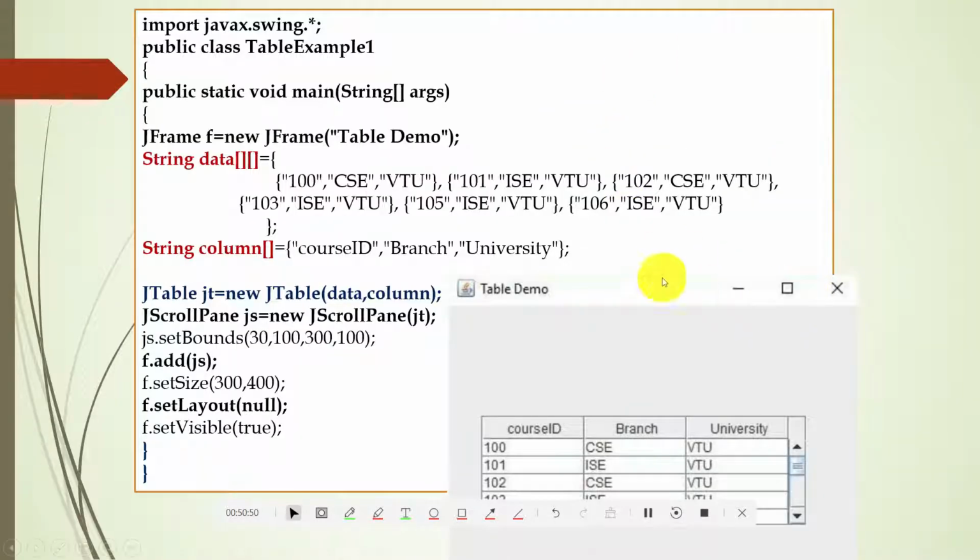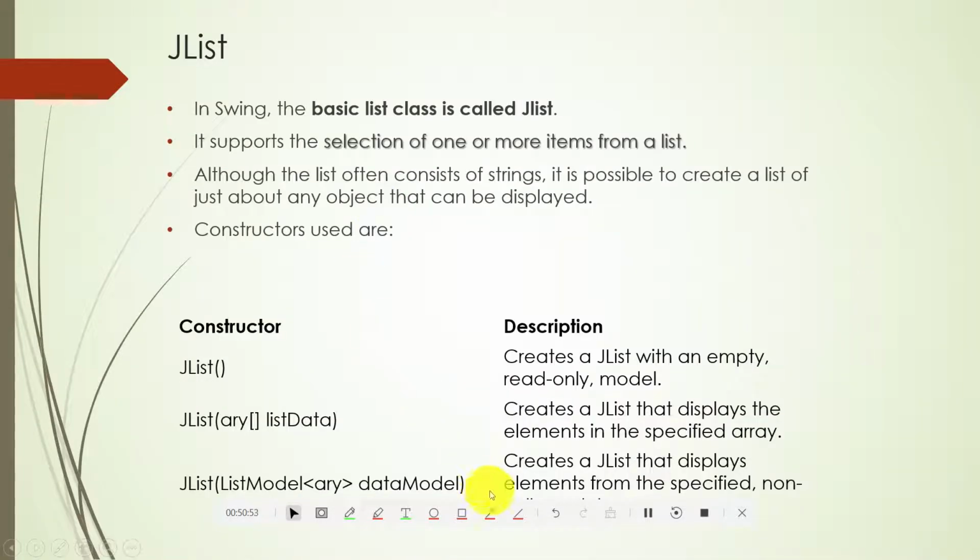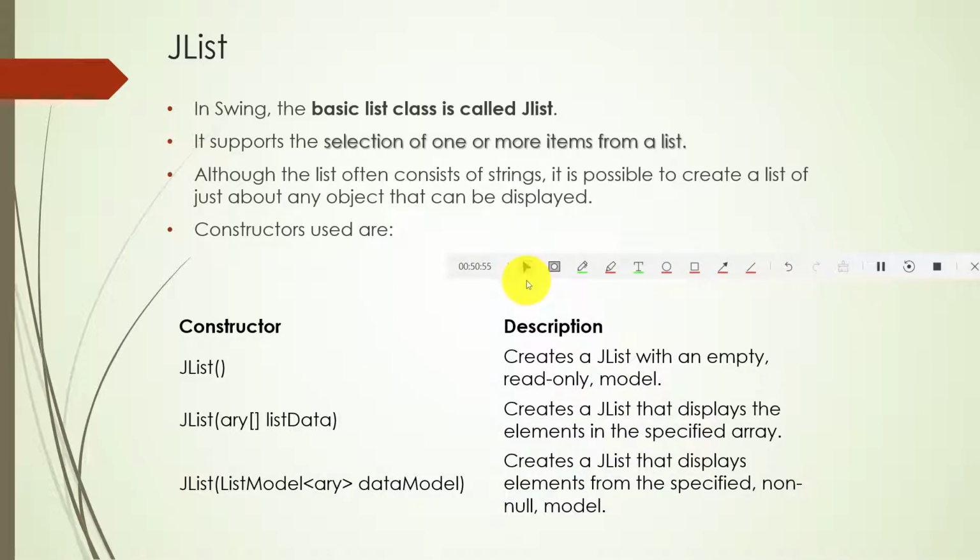For that I'll take you forward. You have another class, which is JList. In Swing, the basic list class is called JList. It supports selection of one or more items from a list. Although this list consists of strings, it is possible to create a list of just about any object that can be displayed. It has three constructors here.